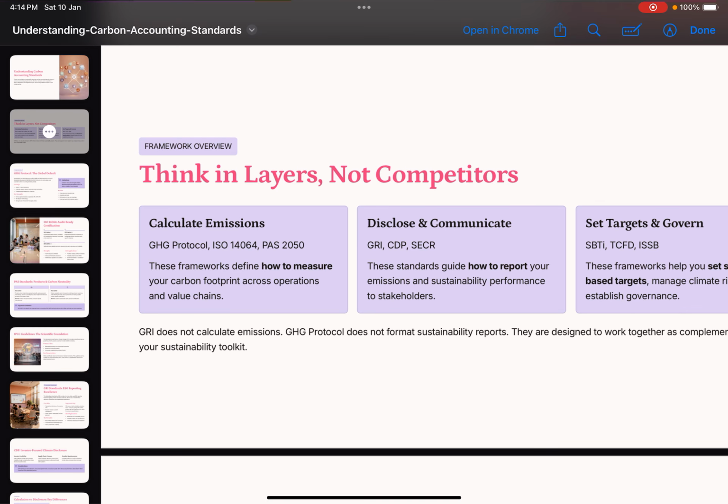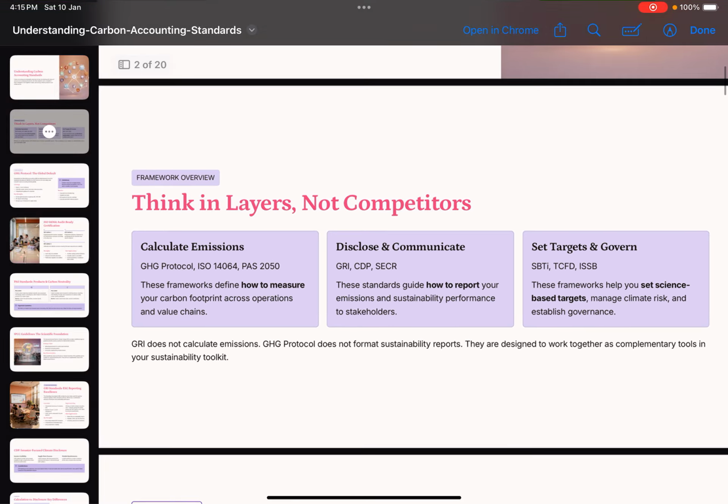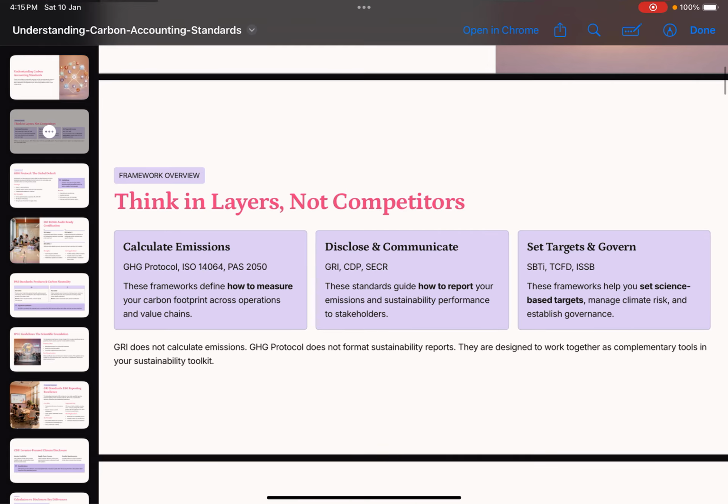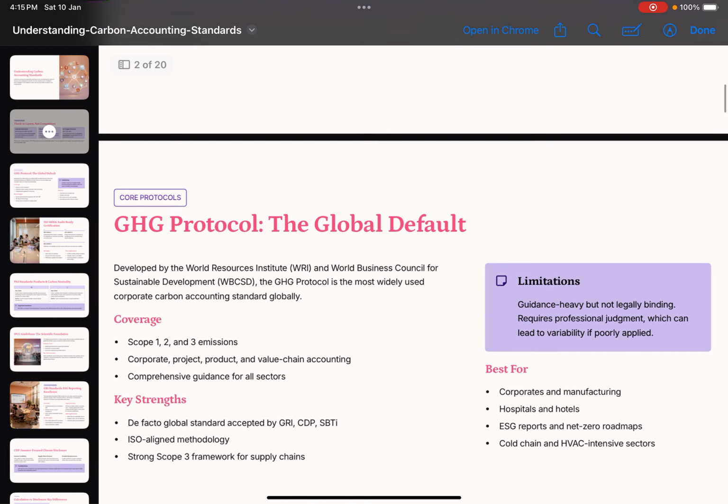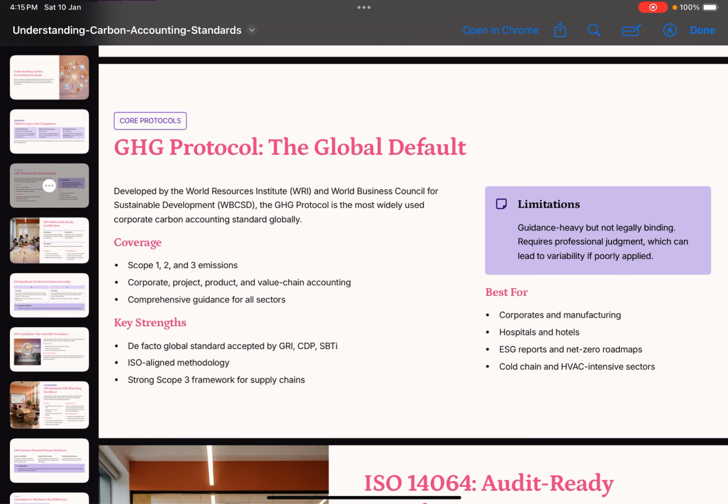Whereas the GHG protocol, which is the greenhouse gas protocol, is a comprehensive global framework and a set of standards for accounting as well as reporting the greenhouse gas emissions from companies, from value chains, as well as from projects. Right? All these are designed to work together as complementary tools in your sustainability toolkit. We will come across all these acronyms, and the focus of this lecture is to give you an overview. So let us start with the GHG protocol.